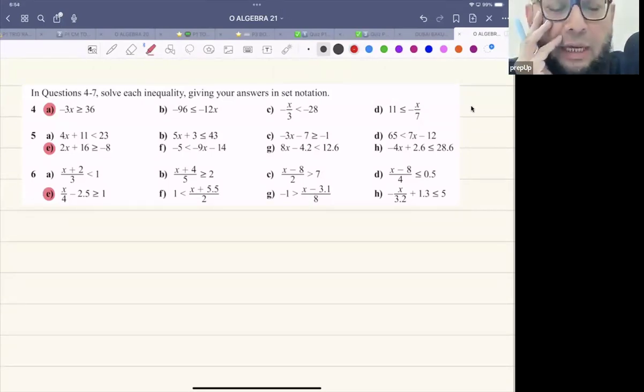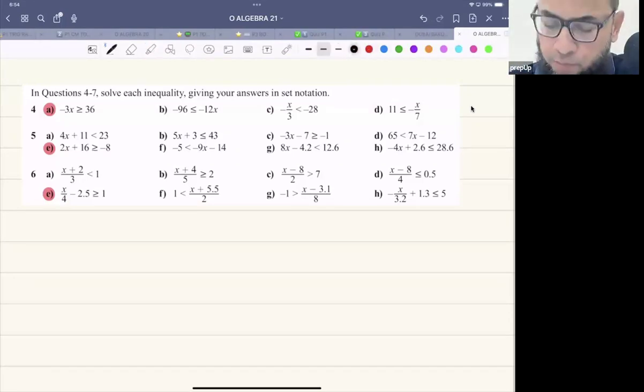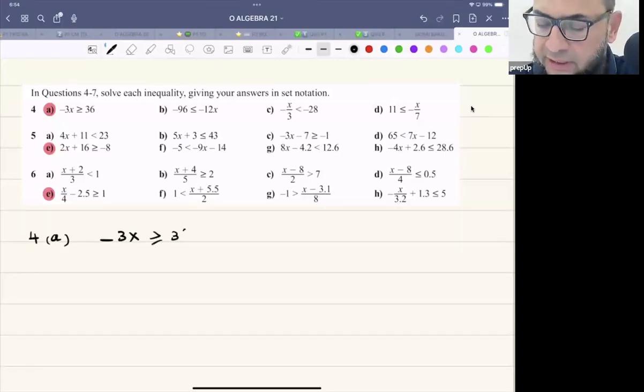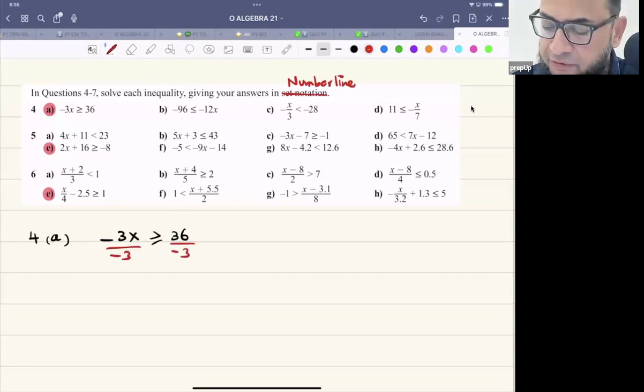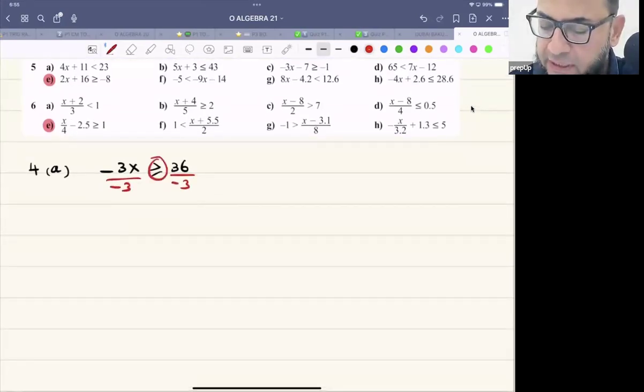So now let's look at these shaded parts. Question number 4 part A. That is negative 3x is greater than or equal to 36, and we are just drawing it on a number line. So divide by negative 3, divide by negative 3. Therefore, the inequality flips. x is lesser than or equal to negative 12.